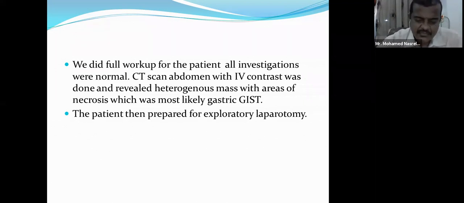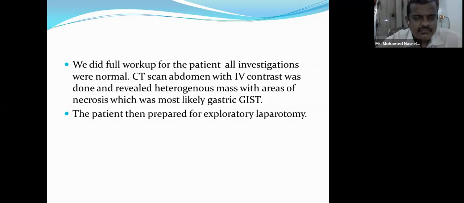The urgency to go for surgery was because he was distressed. It looked like the mass effect of the tumor itself was pushing on the diaphragm and causing him difficulty in breathing.